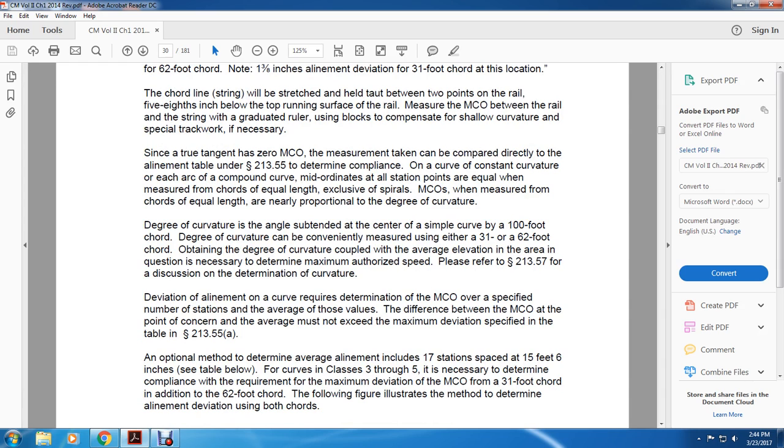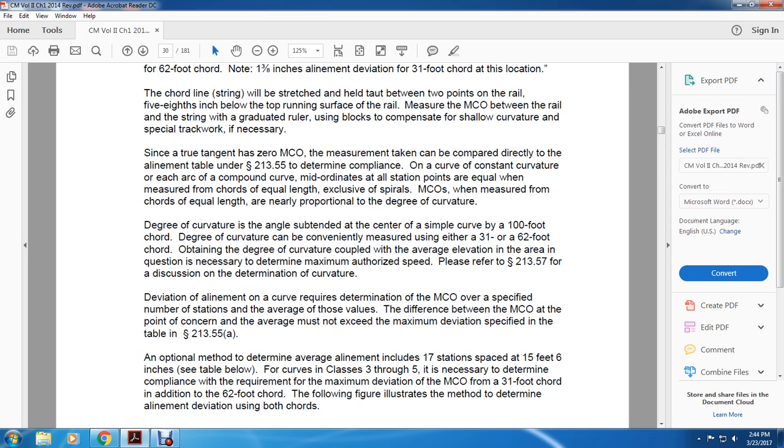Since a true tangent is 0 mid-chord offset, the maximum taken may be compared directly with the alignment table under Statute 21355 determining compliance. On a curve of constant curvature, each of the arc of the curve, the mid-ordinate station with the points equal the measured chord with the equal length, exclusive of the spiral's mid-chord offset when measured with the chord's equal length, is proportional to the degree of the curvature.